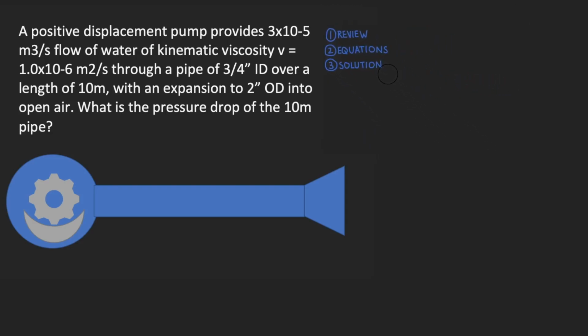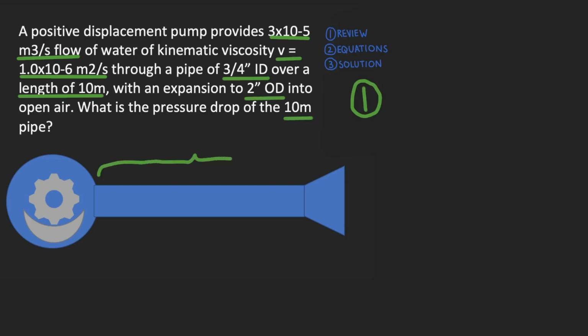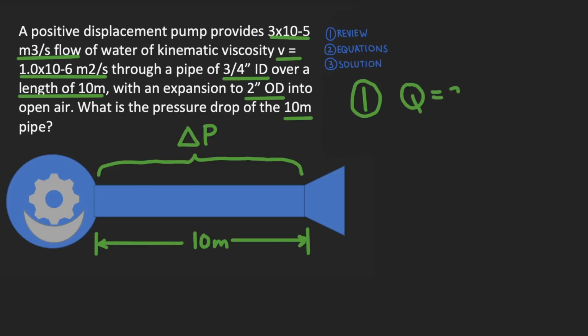Beginning with step 1, the problem states a positive displacement pump provides 3 times 10 to the negative fifth meter cubed per second flow of water of kinematic viscosity 1 times 10 to the negative 6 meter squared per second through a pipe of 3/4 inch inner diameter over a length of 10 meters. With an expansion to 2 inches outer diameter into open air, what is the change in pressure of the 10-meter pipe?